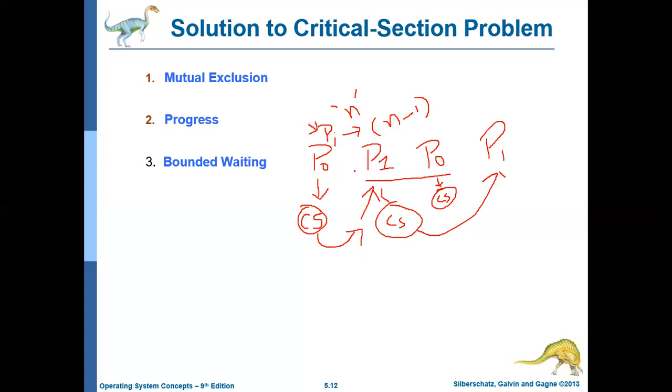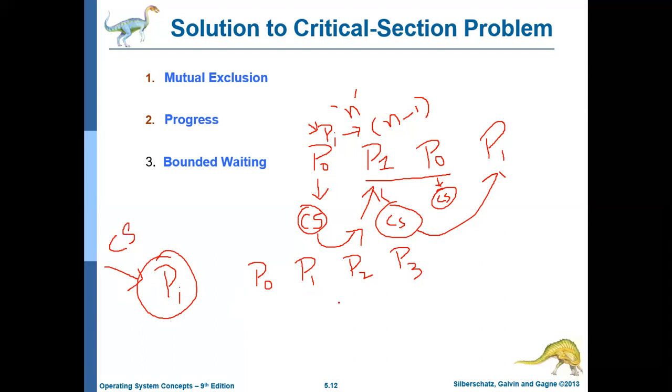And bounded waiting should also ensure the order. For example, four processes are waiting for the critical section in this order: p0, p1, p2, p3. Say currently some process pi is in the critical section, executing its critical section. As pi is executing, all these processes p0, p1, p2, and p3 are waiting.